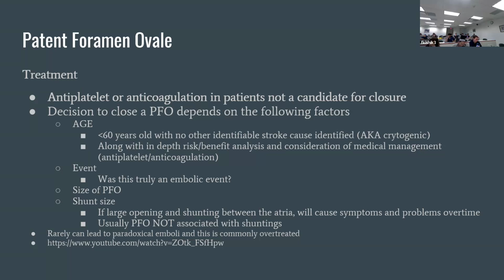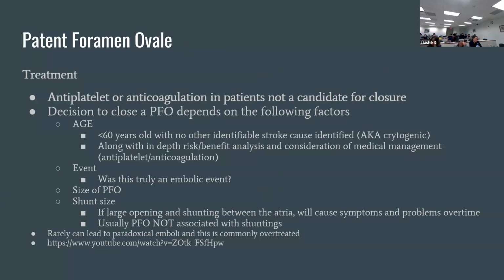So the decision to close the PFO depends on the following factors: age, so less than 60 years old with no other identifiable stroke cause identified. So if they have AFib and a PFO, you're going to anticoagulate them first before we go in and fix this. We have to determine if it was truly an embolic event. The size of the PFO has to be a certain size to be able to close it, and the shunting size. If it's large, and there's shunting between the atria, this will cause symptoms and problems over time, just like we talked about. And usually the PFO is not really associated with shunting because it's small.